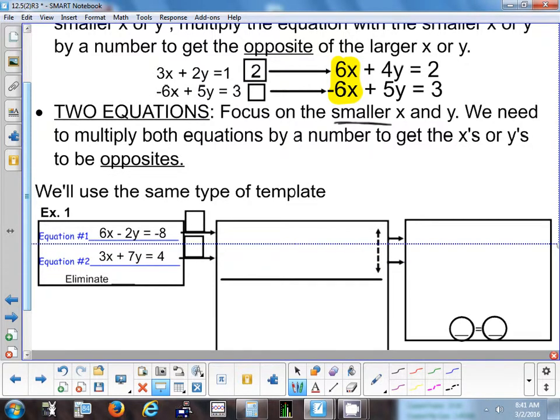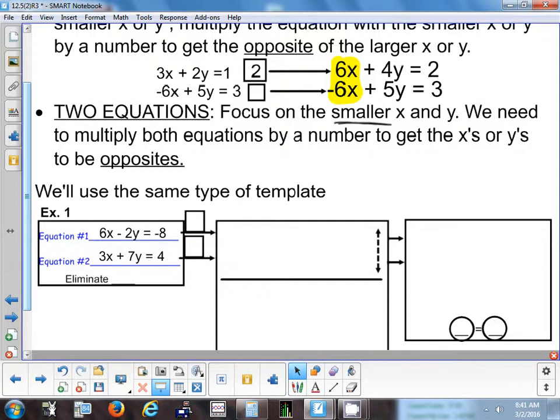Okay, same template as yesterday. The only difference is when you look at the problem, you might have to use both of these boxes, or you might only have to use one. Okay. We'll look at the problem and see if we can figure it out. We'll do an example one right now, guys.